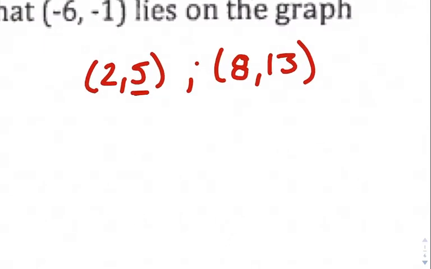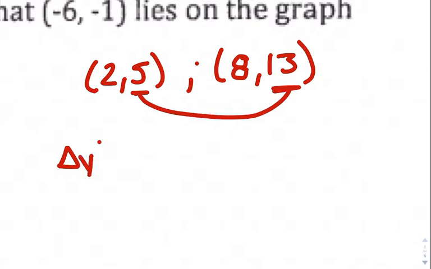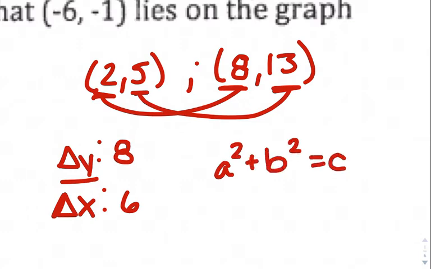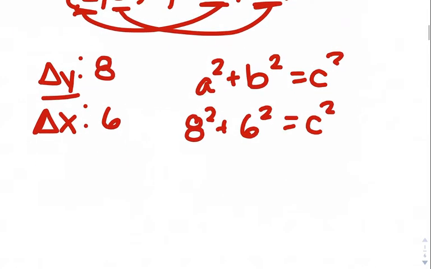So 5 to 13 would be 8. And then if I go 2 to 8, that would be 6. So those are my two A and B in my Pythagorean theorem. So it's going to be 8 squared plus 6 squared equals C squared.